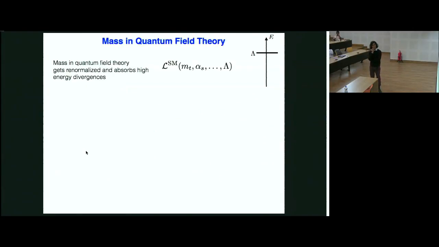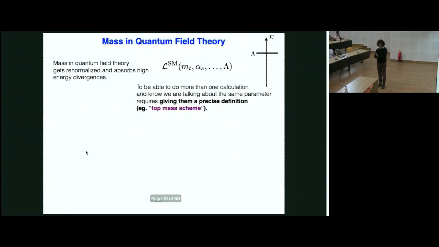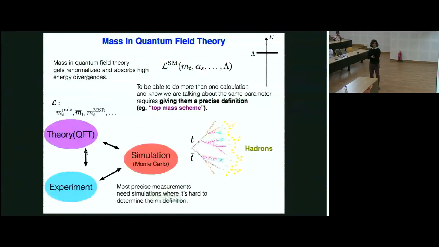So, mass in quantum field theory. Like any other parameter in quantum field theory, it gets renormalized and absorbs high energy divergences. To be able to do precise calculations, we need a precise definition of the parameter we measure. So we need to know what scheme the mass is defined in. And there is an interplay between theory, experiment, and simulation.